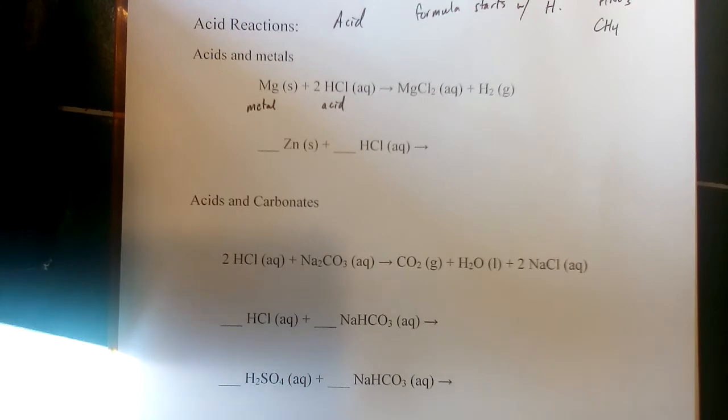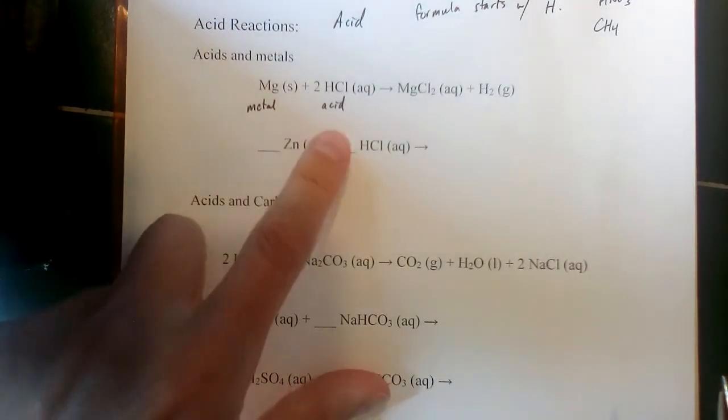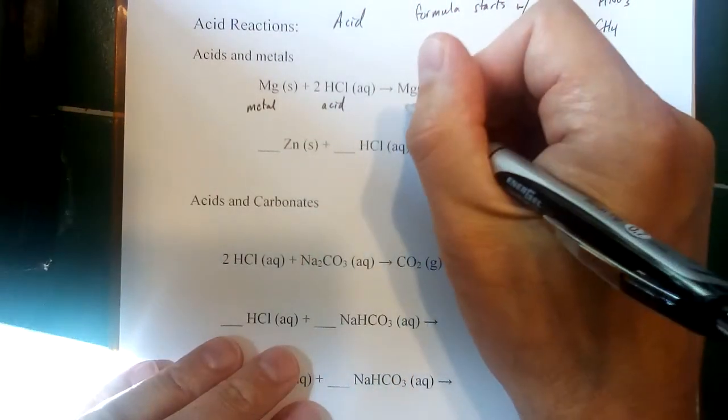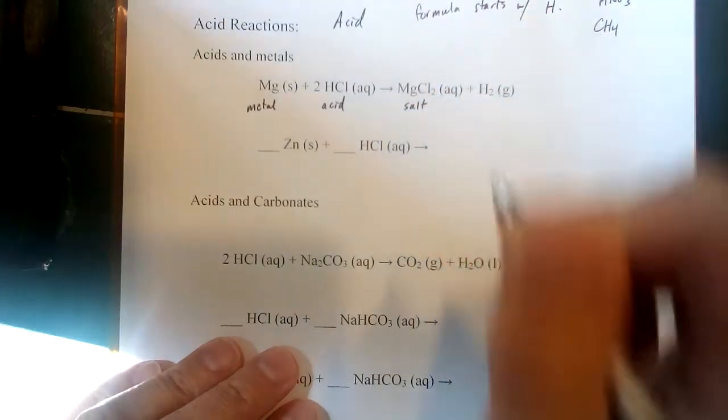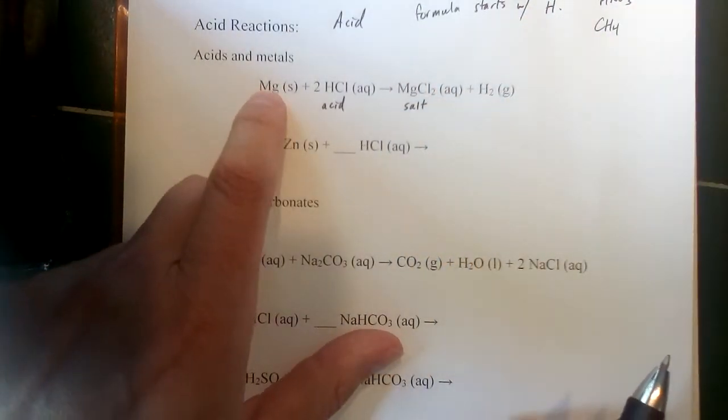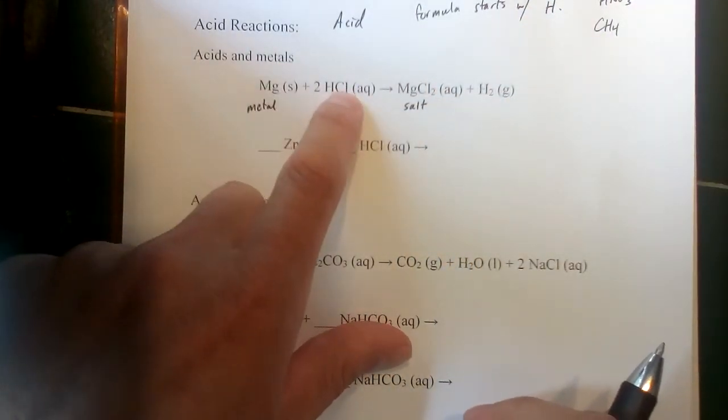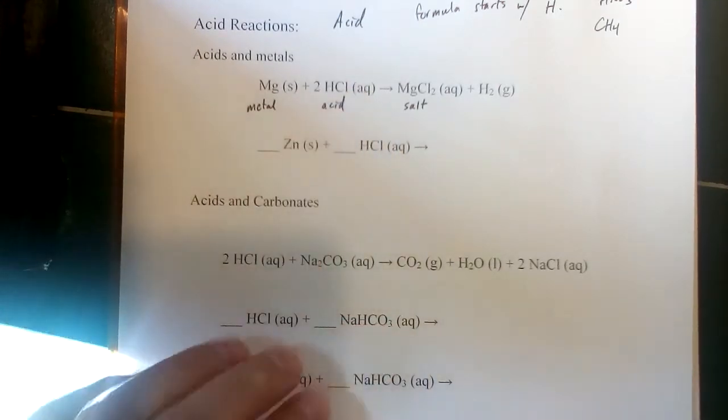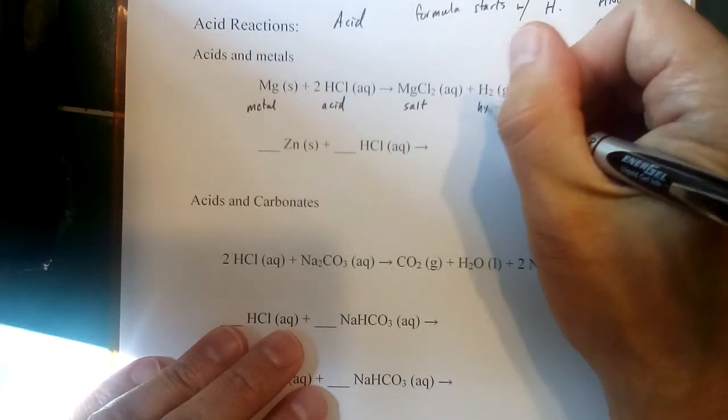Two products with this type of reaction. When a metal reacts with an acid, you form a salt, right? And the salt is going to be the cation of the metal and then the leftover anion from the acid, and hydrogen gas.